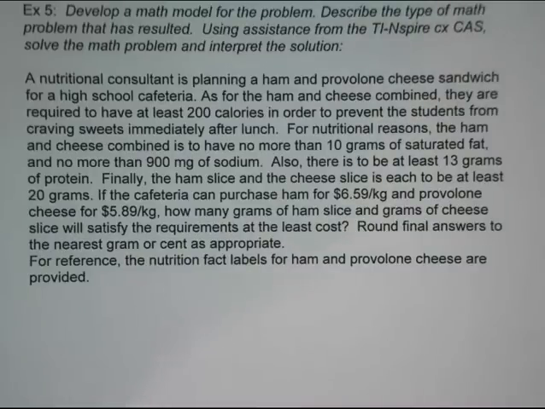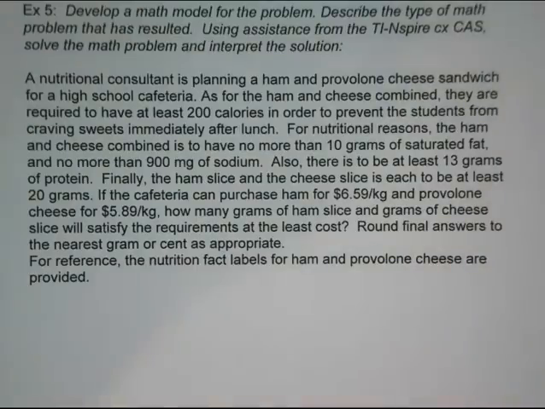If the cafeteria can purchase ham for $6.59 a kilogram and provolone cheese for $5.89 a kilogram, how many grams of ham slice and grams of cheese slice will satisfy the requirements at the least cost? Round final answers to the nearest gram or cent as appropriate. For reference, the nutrition fact labels for ham and provolone cheese are provided.